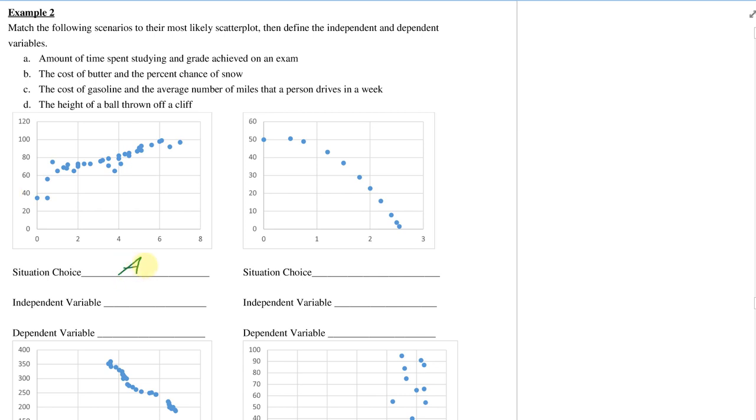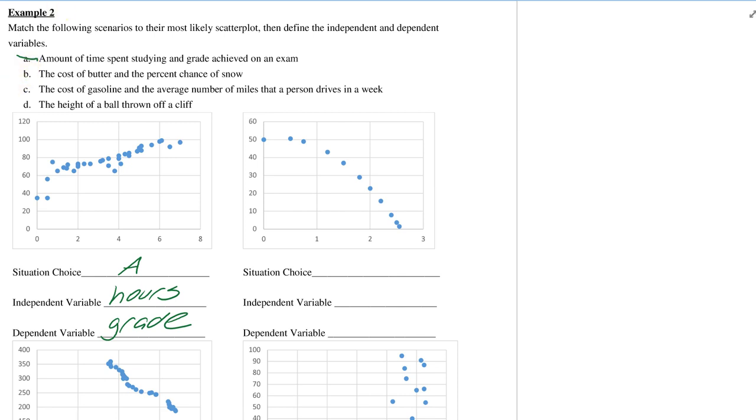And the independent variable would be the hours, right? Hopefully the amount of hours that you spend studying will get you your grade. So that's kind of the idea behind this. So we've used A.